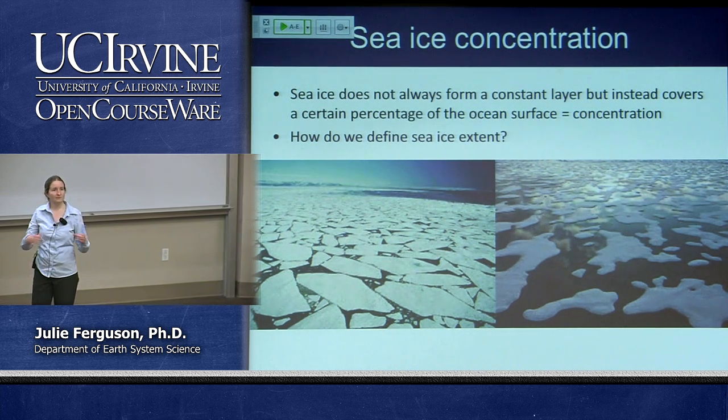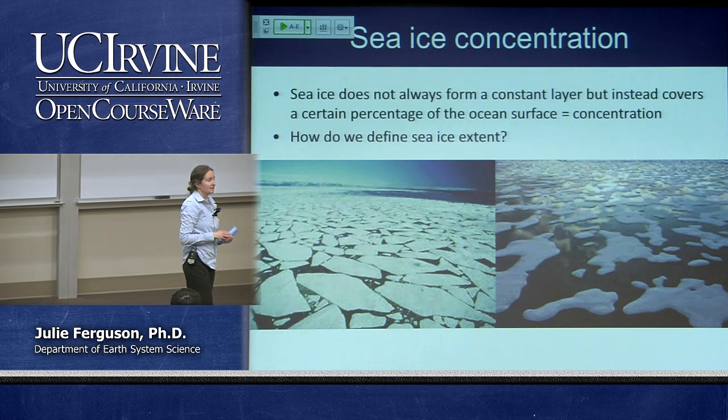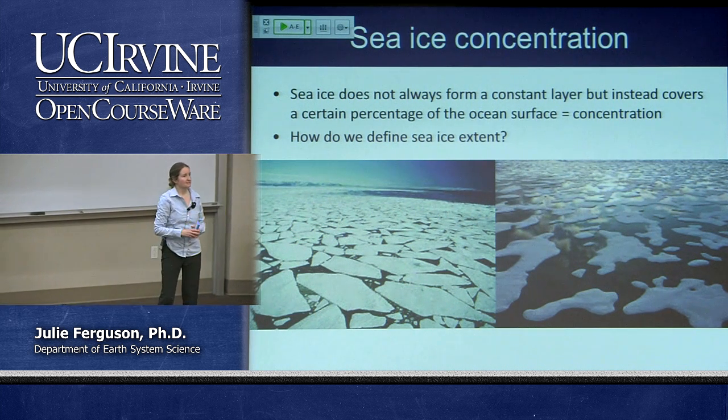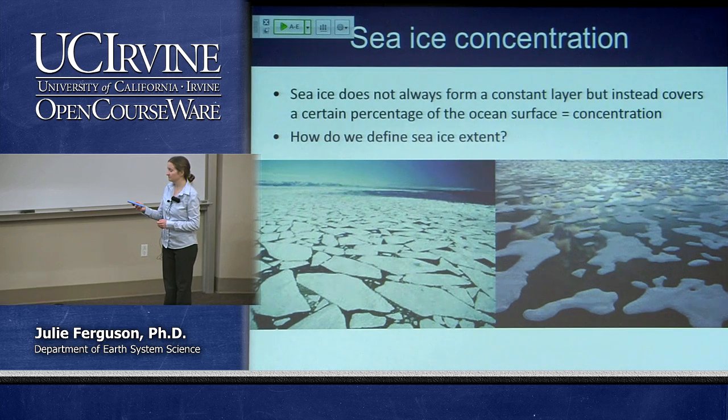Okay? So especially when we talk about maps of sea ice extent, when we talk about the changes that we're seeing on Wednesday and Friday, then that's what we mean. We mean a sea ice concentration of 30% or more counts as sea ice.